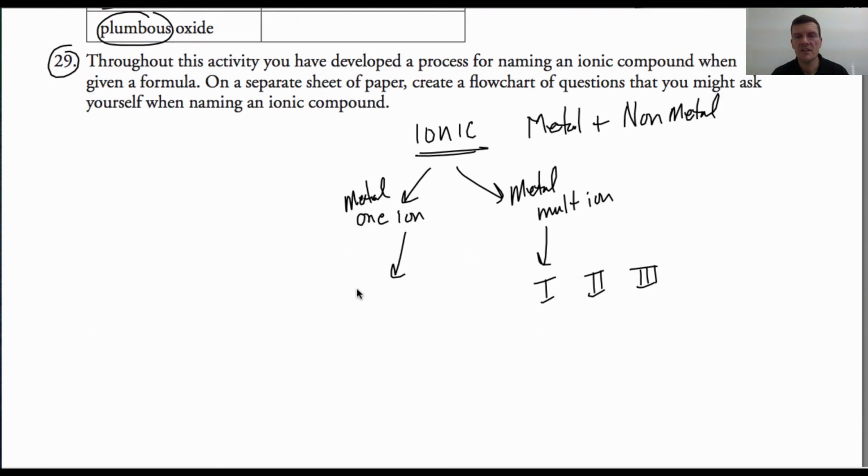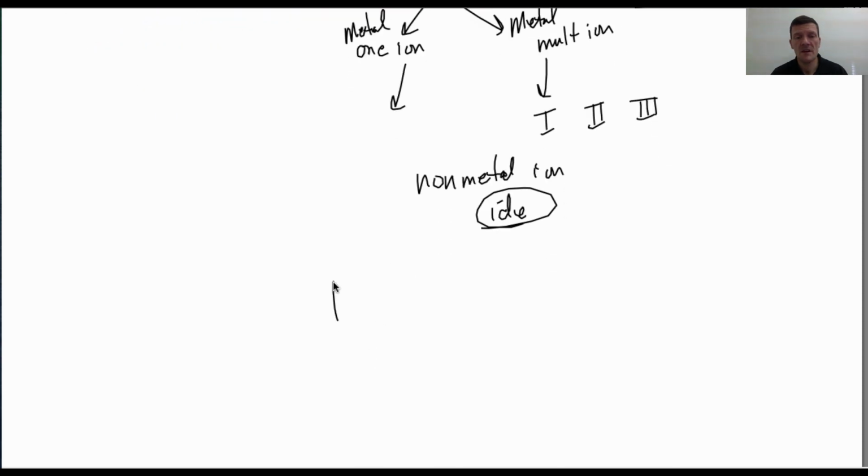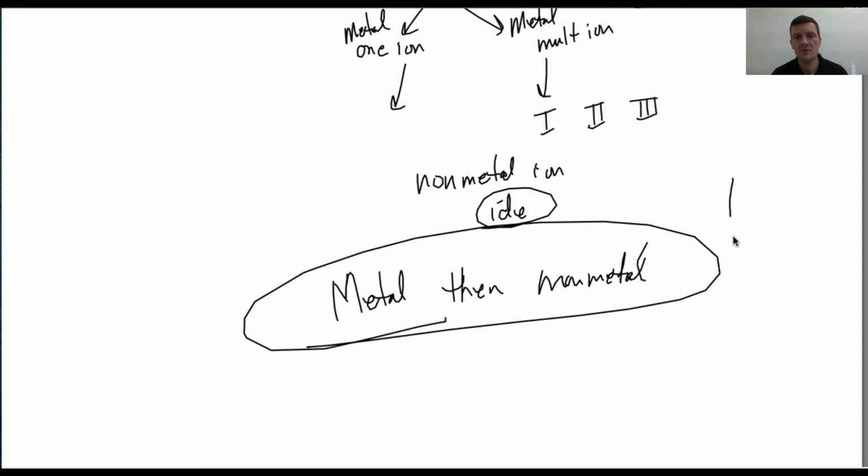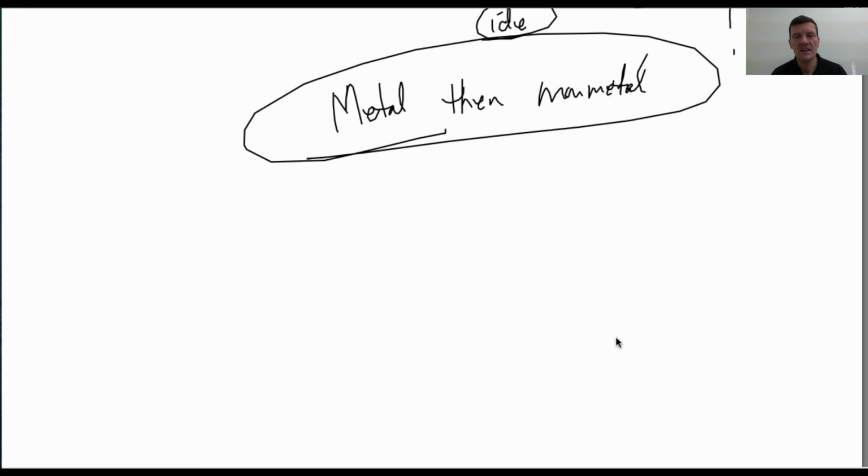If it only has one, then you don't have to worry about any Roman numerals. And then you remember that you always change the non-metal. The non-metal ion always is going to end in ide. Okay? Metal always goes first, by the way. Don't forget, metal in the name and in the formula, metal, then non-metal. Okay? Always. Very important. All right. I hope that is helpful.